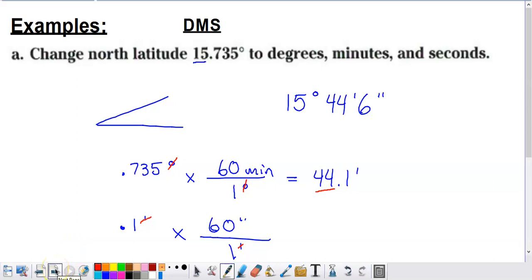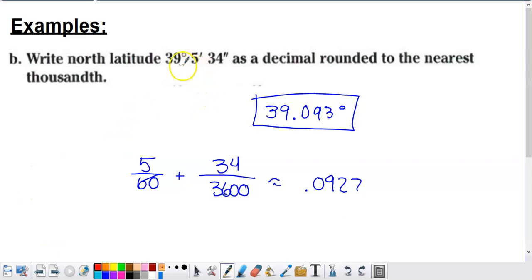And then the last example that we'll do within this video, we're going to switch directions. We're going to start with something measured in degrees, minutes, and seconds, and we're going to see if we can write the decimal number of degrees from it. So here we start with 39 degrees, 5 minutes, 34 seconds. We want that as a decimal rounded to the nearest thousandth. And so what we're going to do once again is this number does not change. That whole number of degrees is going to copy directly into our answer. So the 39 is going to copy directly in. And then what we need to do is figure out what 5 minutes and 34 seconds equal in terms of a base 10 decimal.